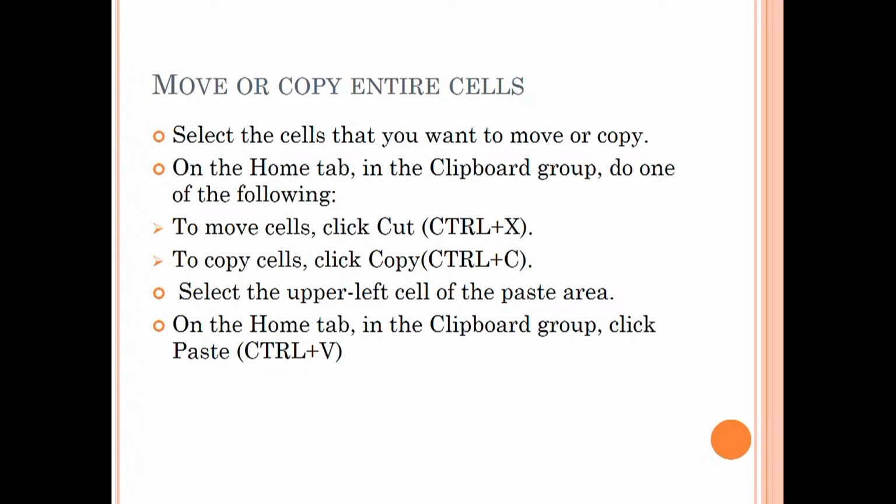Now, how do we move or copy the entire cells? For moving or copying the cells, select the cell that you want to move or copy. On the Home tab in the Clipboard group, you can do any one of the following. To move cells, click Cut, and the shortcut for cut is Control and the X key together. Then to copy a cell, you can click Copy and the shortcut for that is Control plus C. Now select the upper left cell of the paste area. On the Home tab in the Clipboard group, click Paste. The shortcut for pasting is Control and V together.